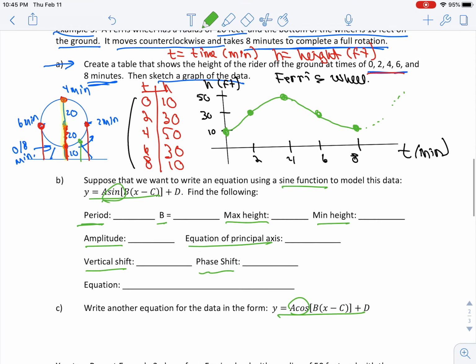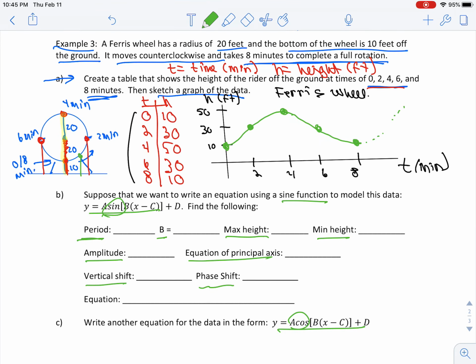So the period. What does it take to go through one cycle? Well, we can see that this is one cycle, and so the horizontal distance that it takes to do that is 8.